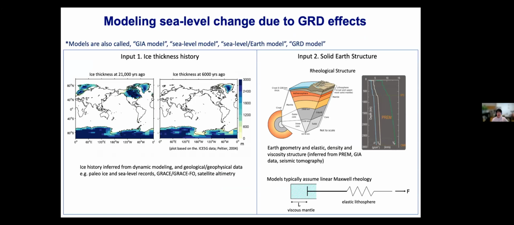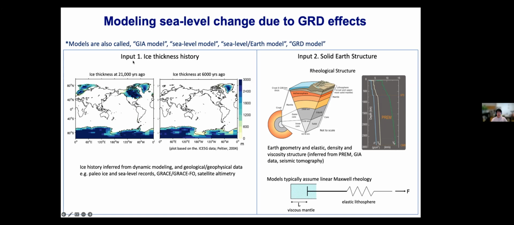Modeling the sea level change due to GRD effects associated with ice sheet changes takes two inputs. Just to note, these models are also interchangeably called GIA models, sea level models, sea level Earth models, or GRD models. In this talk, I typically use sea level model, so I'll keep that terminology. Back to the modeling part.